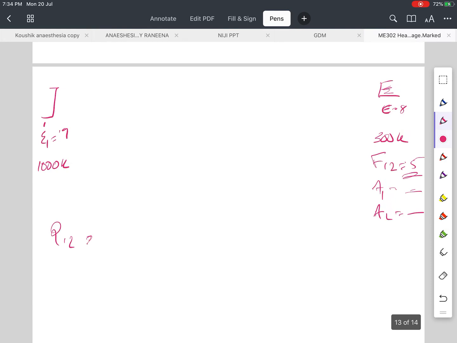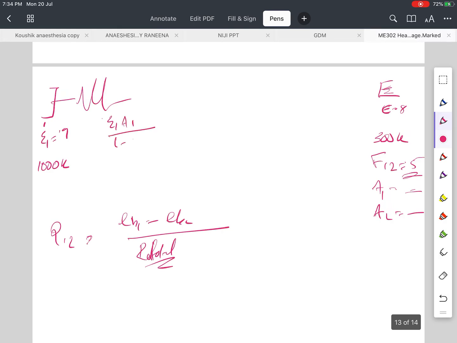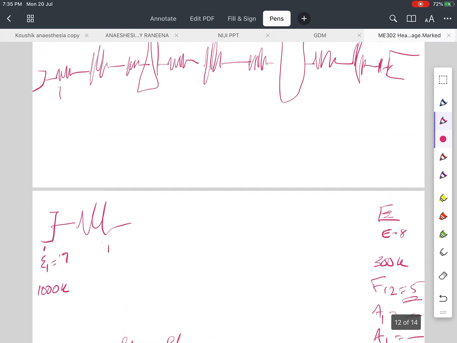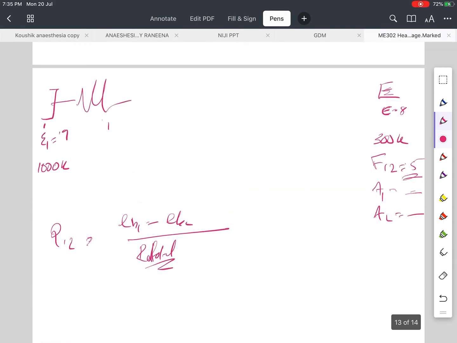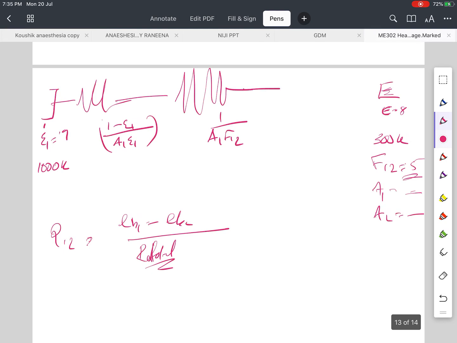Now how do we calculate Q1 to 2 is very simple. You take EB1 minus EB2 divided by the total R, because these are in series. This is the surface resistance: 1 minus epsilon 1 divided by A1 epsilon 1. Then there will be a space resistance which will be 1 by A1 F12.